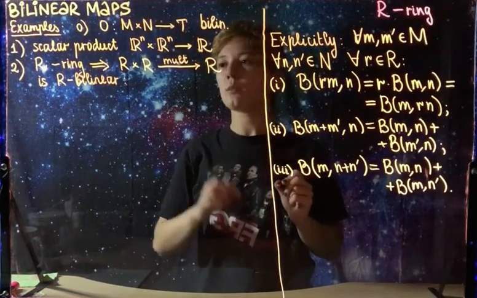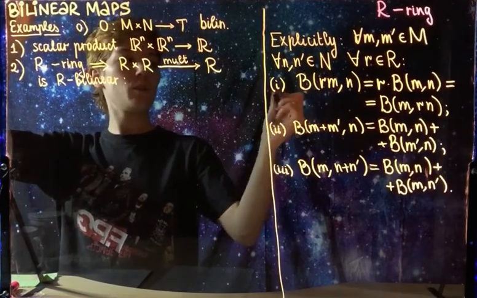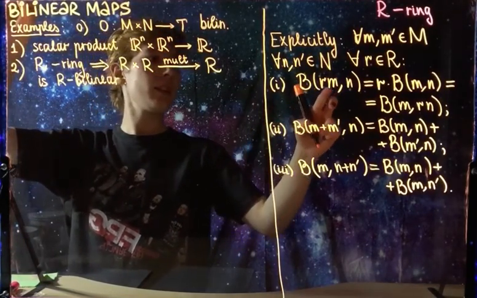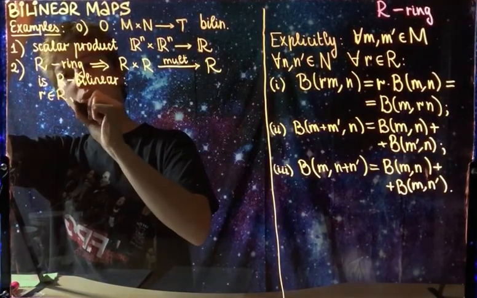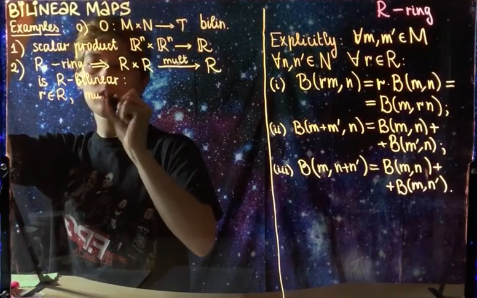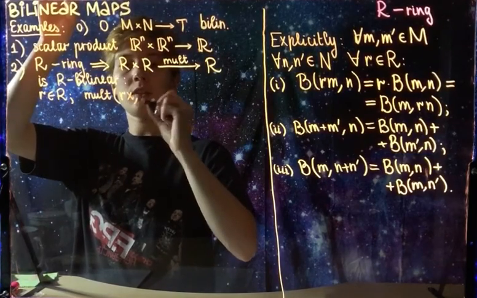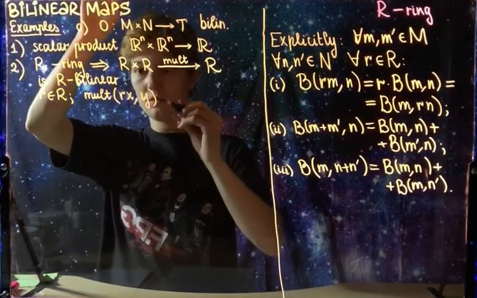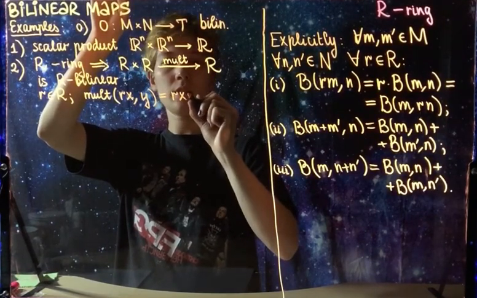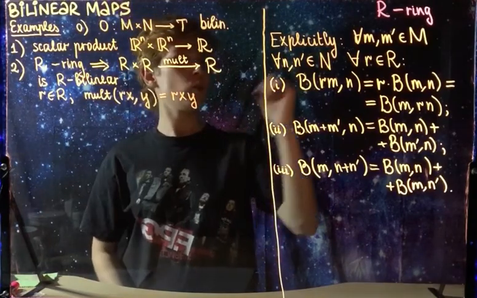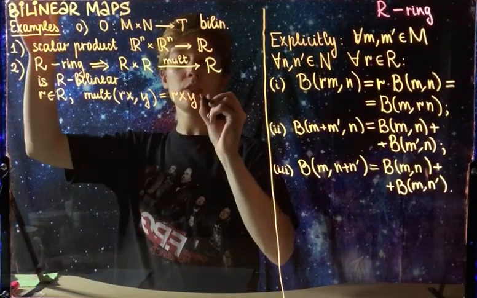And we can check it by looking at the axioms. So if we multiply two elements, let's say x and y, and we take a scalar r, and we want to multiply rx by y. So we get rxy, and we assume that all our rings are associative, so I'm not writing any brackets here.